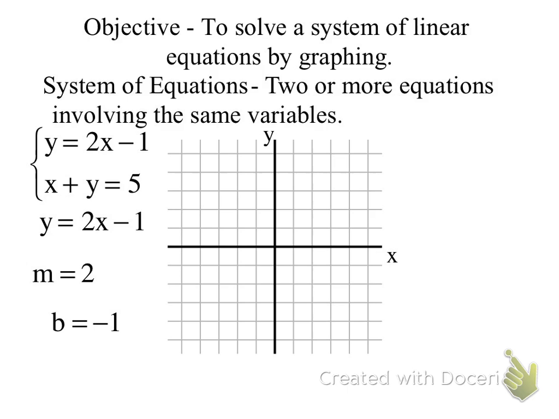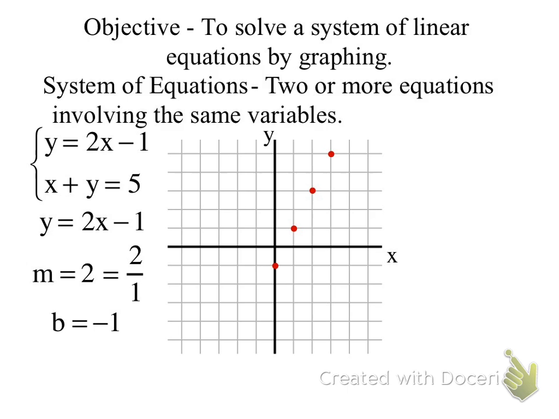And turn that m into a slope, put it over 1. So where's my starting point once I graph? -1. I start at -1. And then what am I going to do? Go up 2 and then to the right 1. I'm going to rise 2 and run 1, rise 2 and run 1, and rise 2 and run 1.